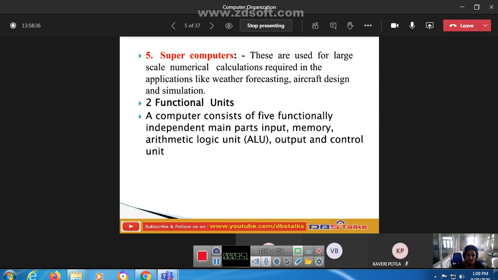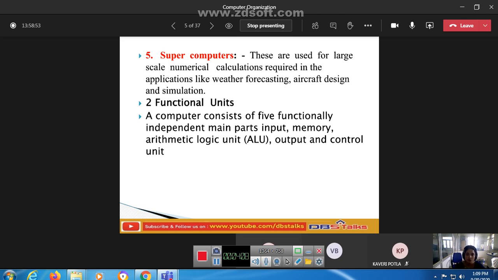Next, another type of computer is supercomputers. What is the use of supercomputers? These are mainly used for large scale numerical calculations required in applications like weather forecasting, aircraft design and simulations. So these are the 5 types of computers.